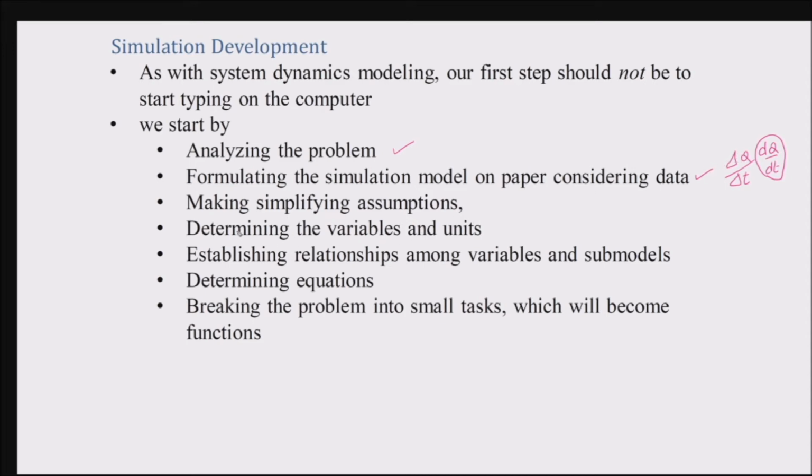Okay, and then SCM, you're making assumptions to simplify your issue, right? In this case, in this population growth, things like migration, immigration, and deaths caused by accidents you ignored, right? And then you calculate things. Determine the variables and the units. So the units and the variables are important.